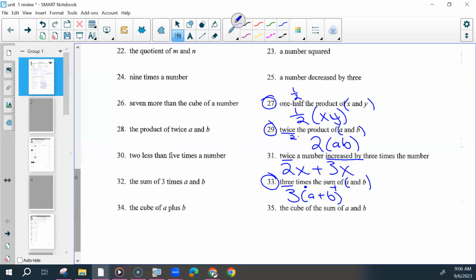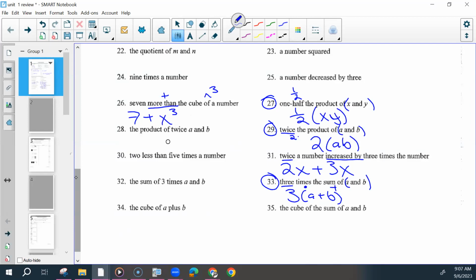Right, 7 more than the cube of a number. So this is something to the third power. I'm going to go with this to the third power. So 7 plus, someone give me a variable, x, or x cubed. Make sure that you're not confusing cube and cube root, square and square root. It would say root if you needed the root. You do 28.